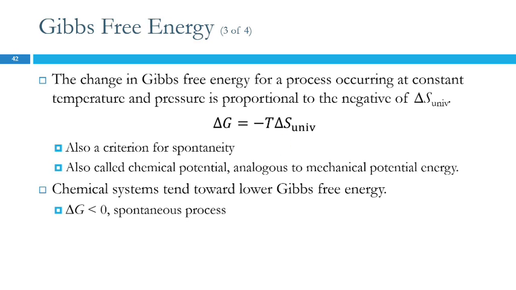So Gibbs free energy is also a criteria for spontaneity. It's sometimes called chemical potential. It's like mechanical potential energy, right? We're always going to lower potential energy. Things fall down, they don't fall up. Gibbs free energy spontaneously is going to change in a negative direction. So chemical systems tend towards lower Gibbs free energy, just like they tend toward lower mechanical potential energy. So if delta G is negative, then you have a spontaneous process.